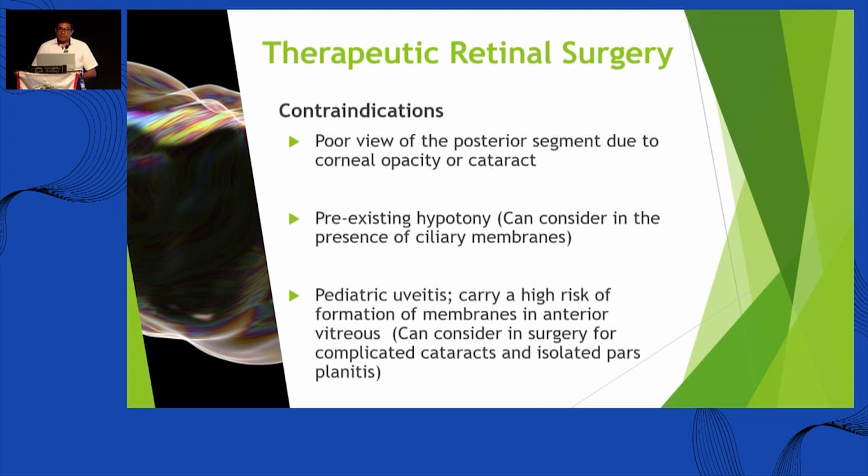When you consider retinal surgery, obviously there are places where we would not like to go. If the view is bad, we would like to either postpone or delay the surgery. So corneal or lens opacities is not a good condition to have when you are going into the posterior segment. If you have pre-existing hypotony, that means the ciliary body is shutting down, and that is not a good time to go in as well. But if the ciliary body shutdown is because of ciliary membranes, then of course we can consider surgery to remove the ciliary membranes. That will help with the reactivation of the ciliary body and the increase in the pressure.